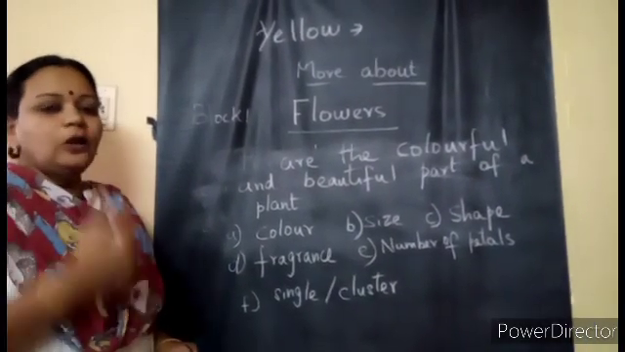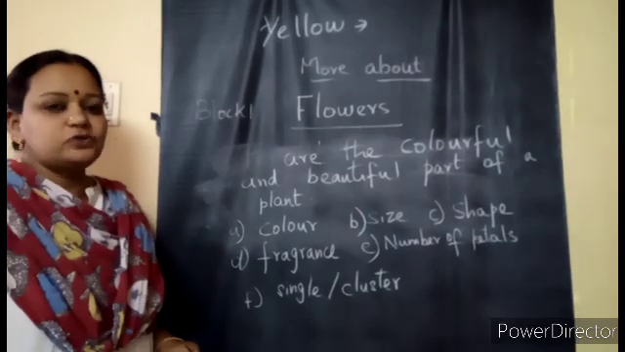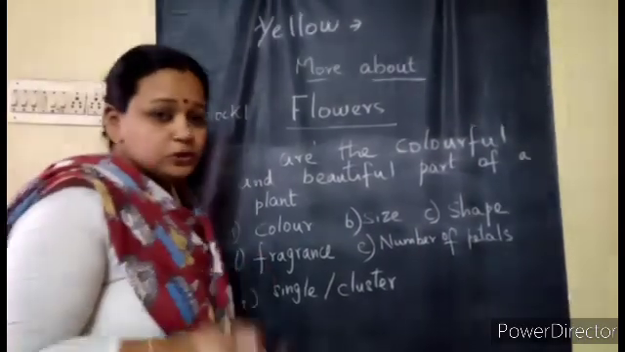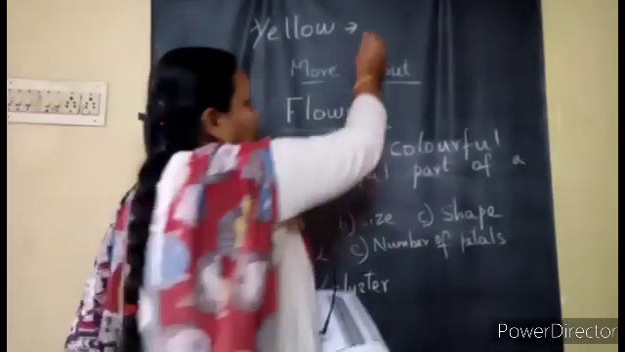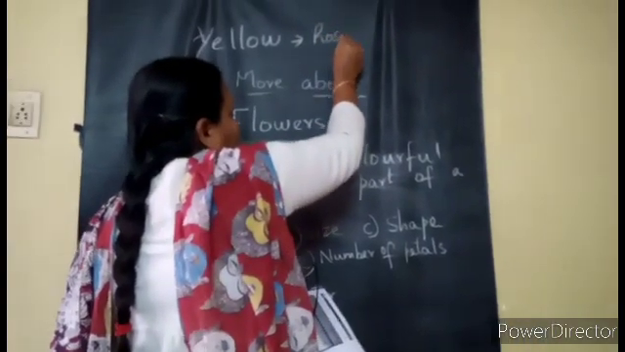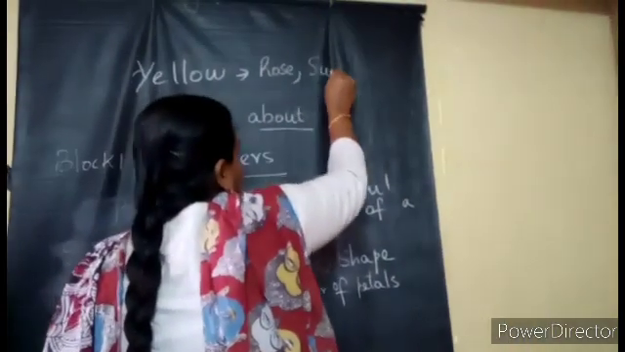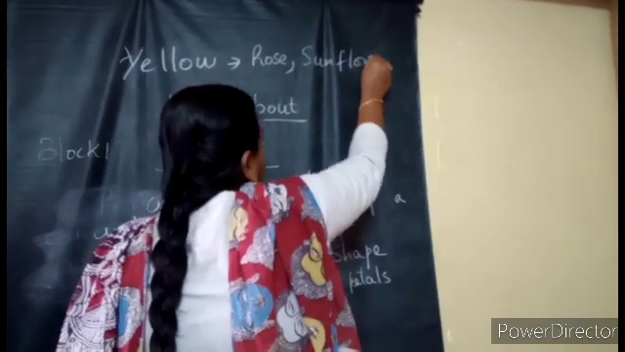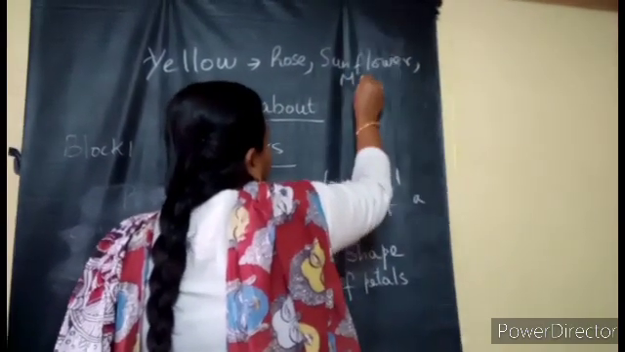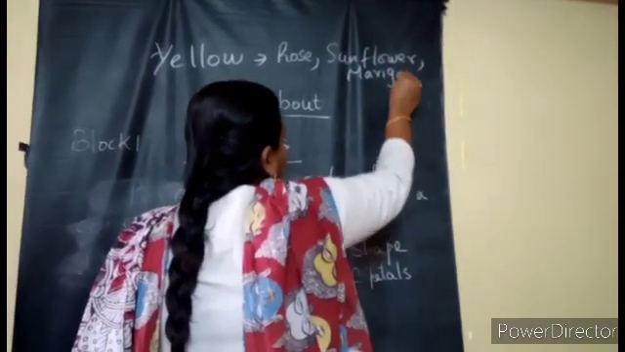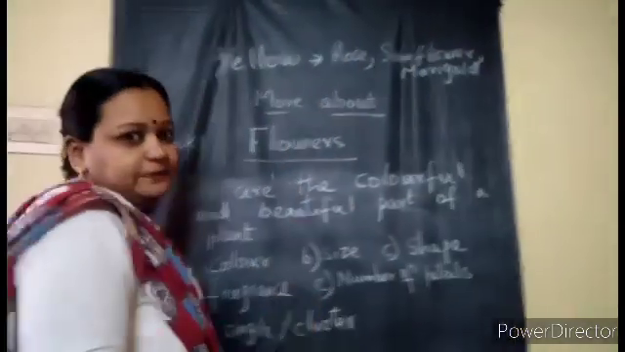Shall we do it now? Yellow color. Which flowers can you see in yellow? Even some rose plants. The rose flower will also be in yellow. Yes. And another flower? Sunflower. Very good. And have you seen marigold, children? Marigold will be in yellow color. Yes, like that you can add to the list.